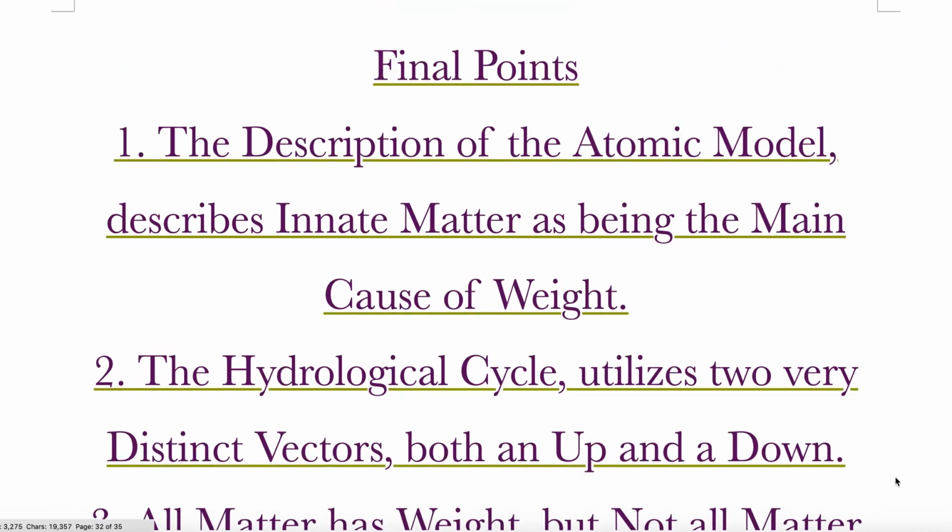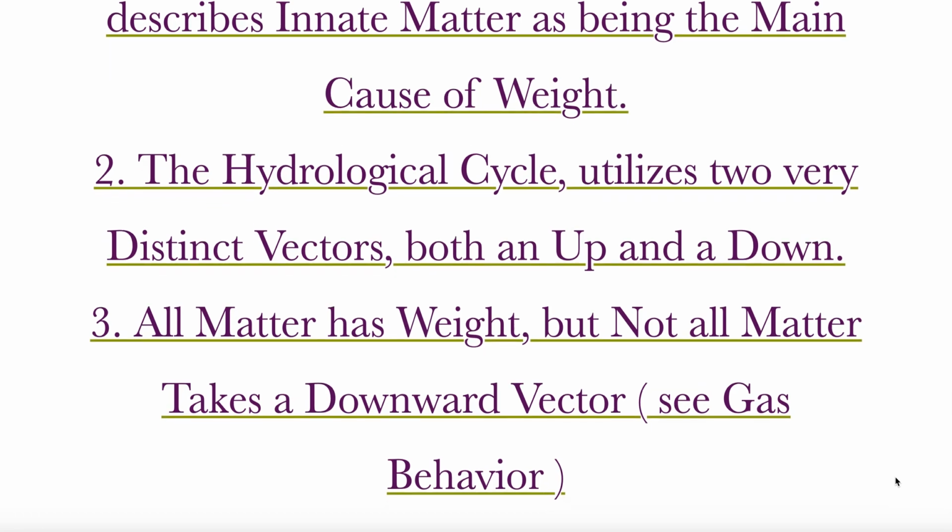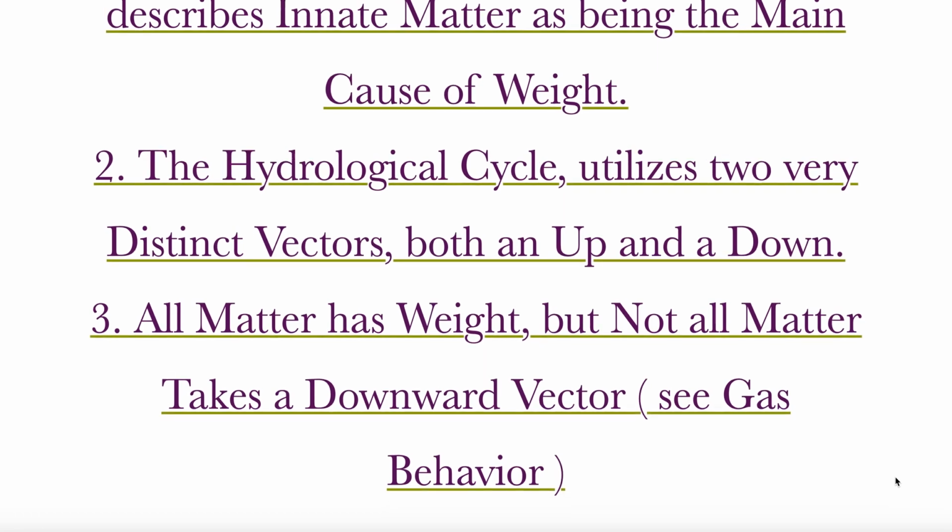Final points. One, the description of the atomic model describes innate matter as being the main cause of weight, right? The neutrons. It's a description, but they describe innate matter as being the main cause of weight. Two, the hydrological cycle utilizes two very distinct vectors, both an up and a down. All matter has weight, but not all matter takes a downward vector. See gas behavior.